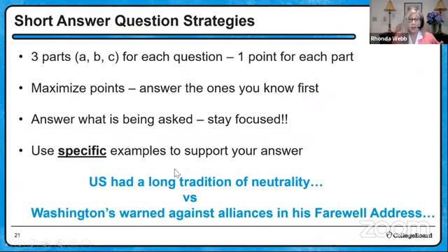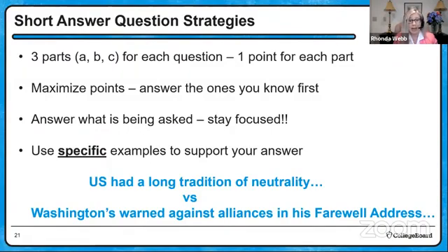In the short answer question, each question has three parts, an A, a B, and a C. And that's how it's scored. It's all or nothing. You either get full credit for your answer for A, or you get no credit for it. So there are a total of 9 points possible on the SAQ section: 1 point for each of the three parts of the three questions. So you want to be strategic, maximize your points, and get credit where you know you can get it.